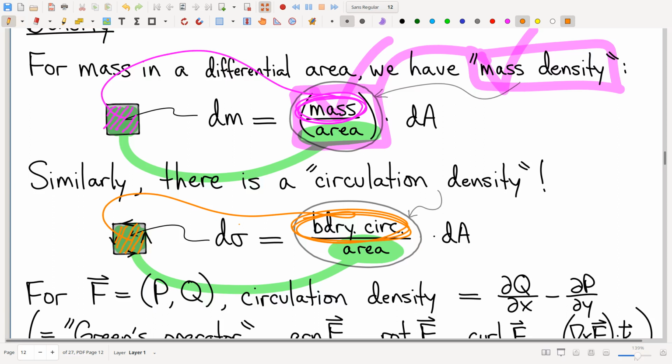And so if you've got quantity per unit size, again, you can call that a density. So this is what we're going to call circulation density. And we call it circulation density because the quantity in question is circulation. Boundary circulation, to be specific.